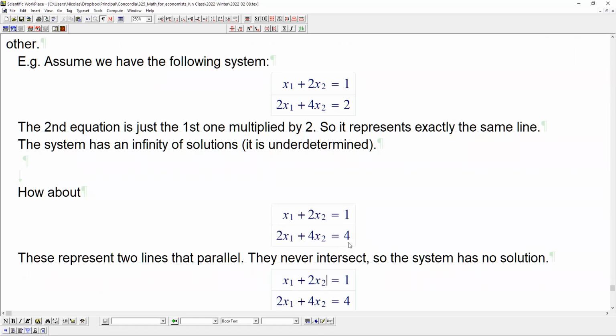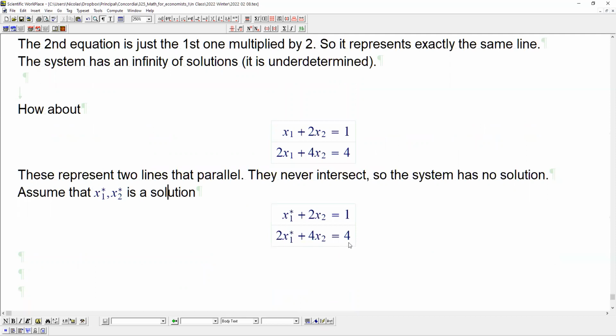So what I could do is, for instance, assume that x1 star, x2 star is a solution. That would mean that if I substitute, I would get x1 star, x2 star. And then I can just divide the second one by 2. So I would find that x1 star plus 2x2 star equals 1, and x1 star plus 2x2 star equals 2. So, of course, no solution.